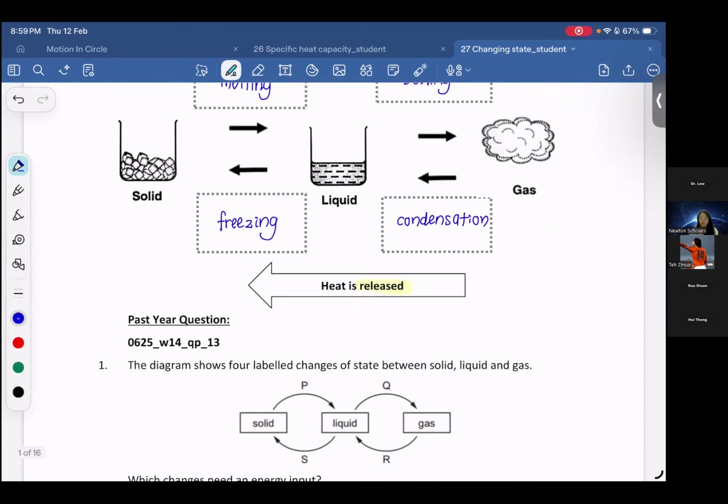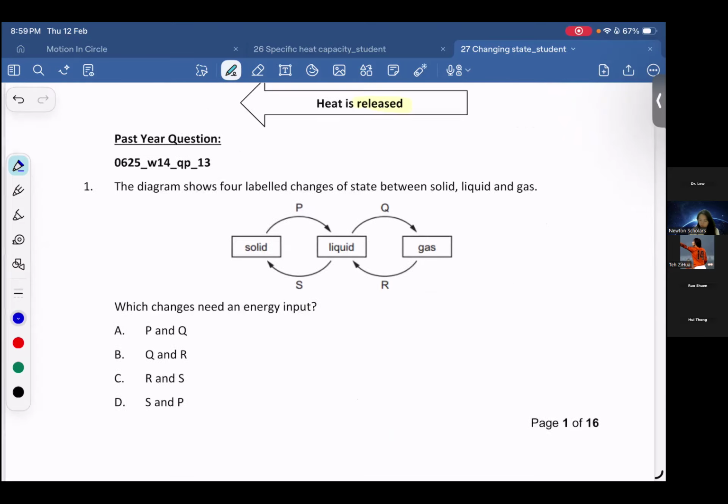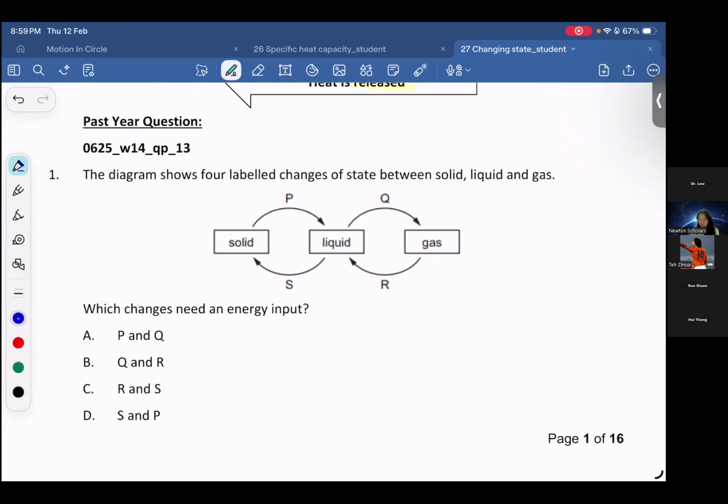Okay. Thank you. So here, which change needs an energy input? Okay, we need energy. That means we absorb energy. So the answer is this one, solid to liquid. Yes, we supply the heat. Then Q, we also supply the heat. Then S and R is release. Okay, remove. So this one is release. So here P and Q is absorb. So the answer should be A.